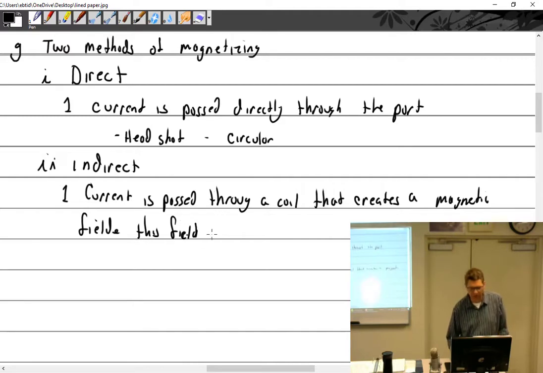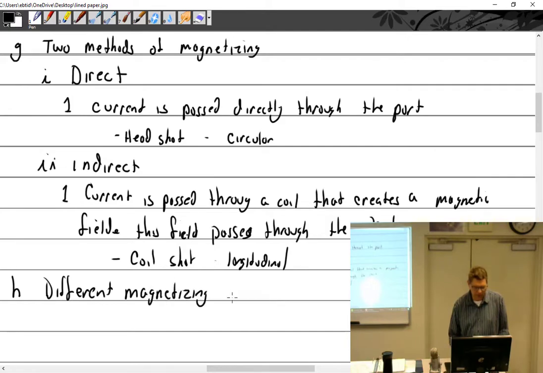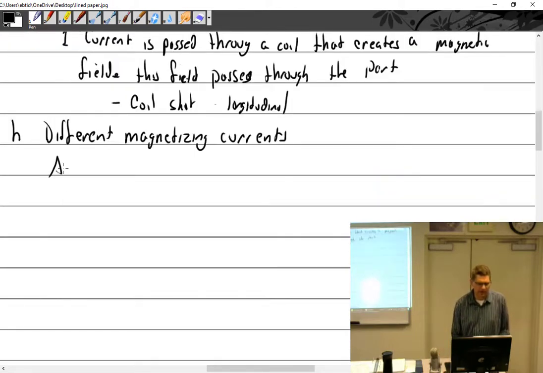This field passes through the part. On the bench, this would be called a coil shot or longitudinal magnetization. Longitudinal. All right. Different magnetizing currents. All right, we have AC.